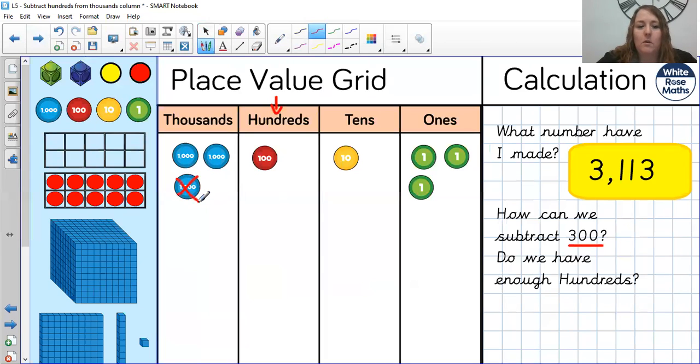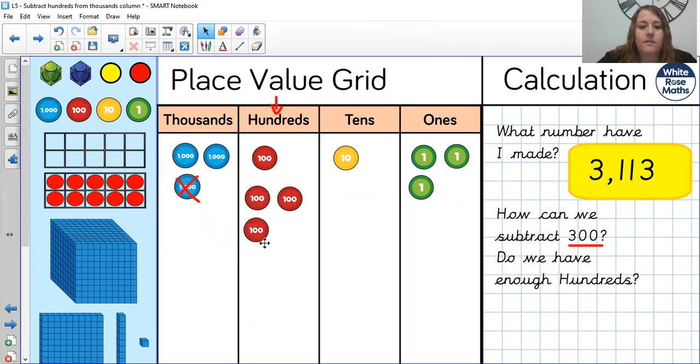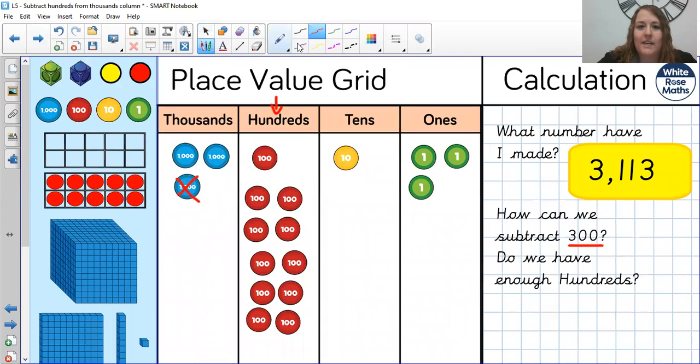So I'm going to be crossing out one of my thousands counters and I'm going to be replacing it with 10 hundreds. So there's 1, 2, 3, 4, 5, 6, 7, 8, 9 and 10. Okay, so I haven't made the number any smaller at the moment. I've just shown it in a different way. Now, can we subtract 300?